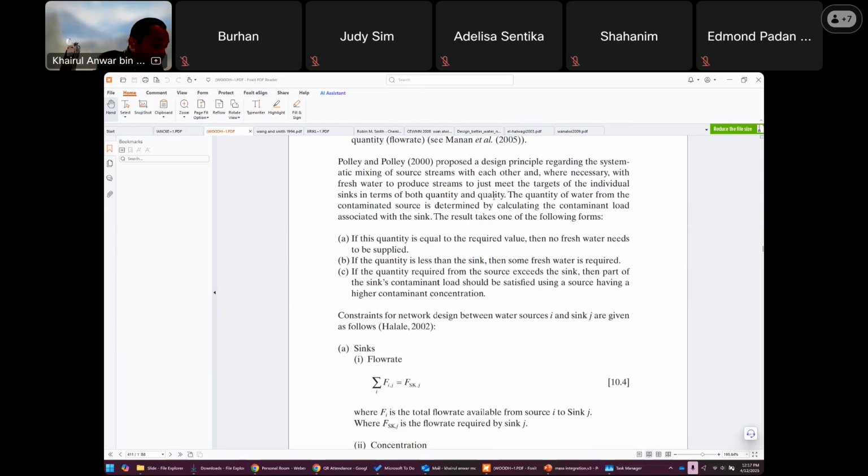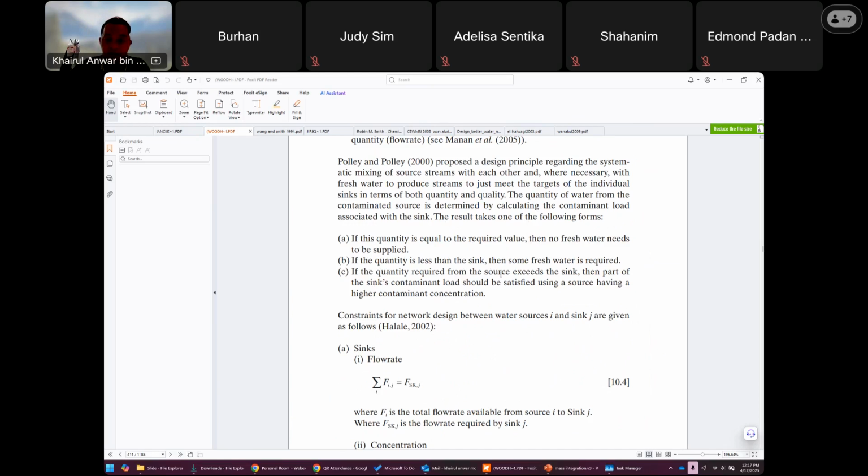So if you refer to this paper, it is interesting how they determine the usage and how they design the network. Three designs proposed, each have its own advantage and disadvantage. The result takes one of the following four. If this quantity is equal to the required value, then no fresh water needs to be supplied. But if it is less than the required value, then some fresh water is required. This is the rule of thumb.